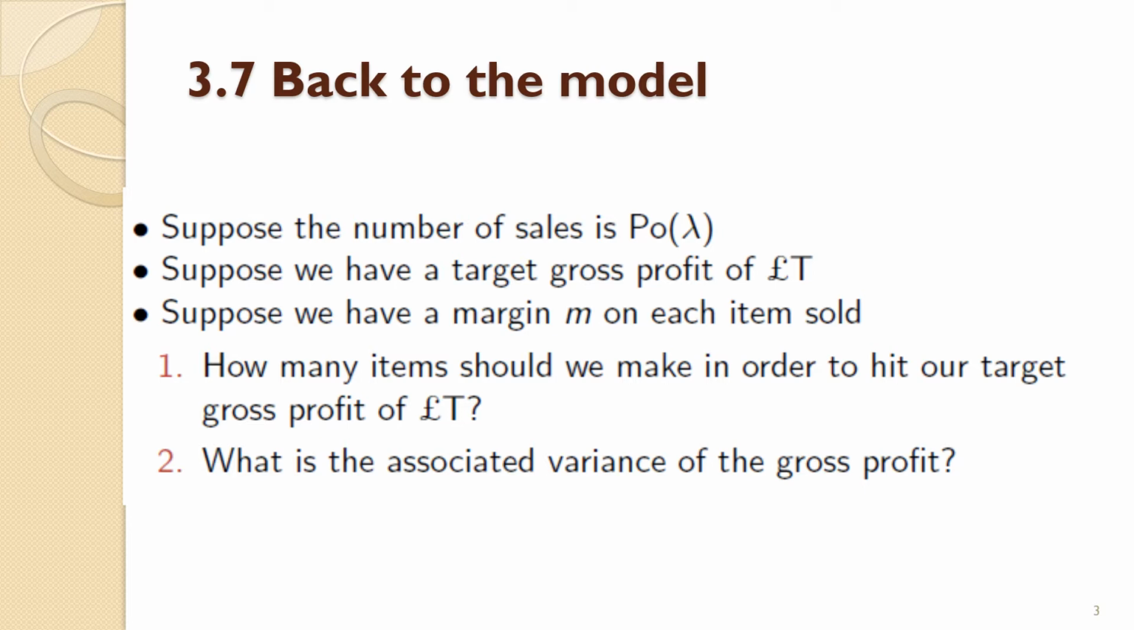Now the point that we're trying to make with this model is that there are potentially two ways of operating, either high volume low margin or low volume high margin. You could manipulate both of these things in order to hit a profit target, but it turns out that in a certain sense a low margin high volume model is thought to be less risky. And we're going to quantify this by looking at the variance that we did some calculations for earlier.